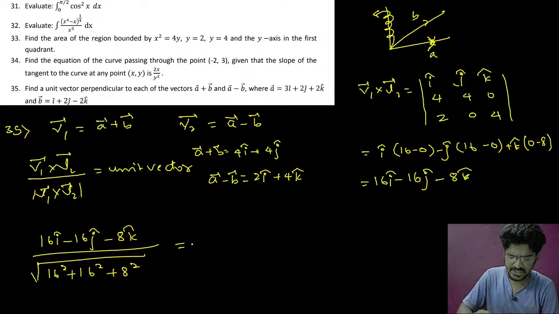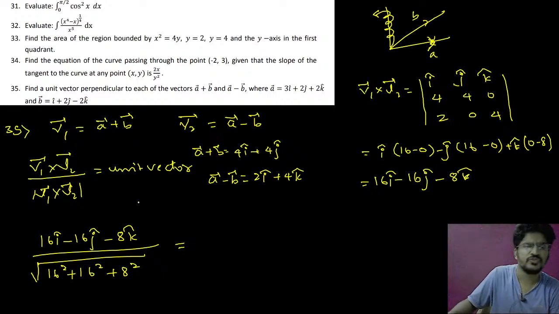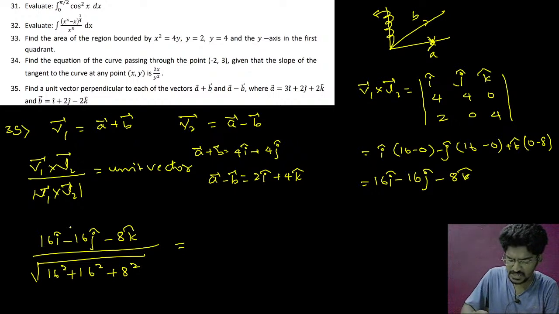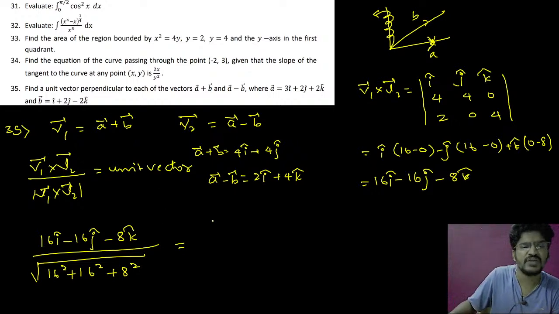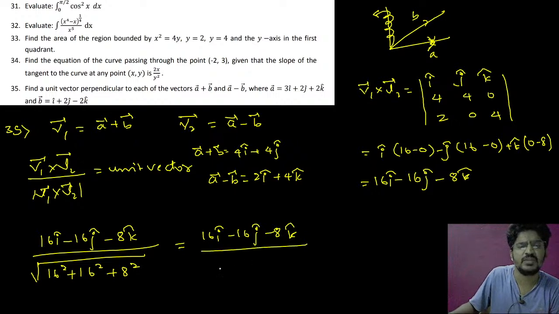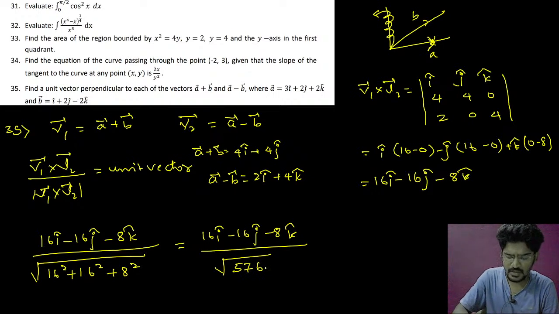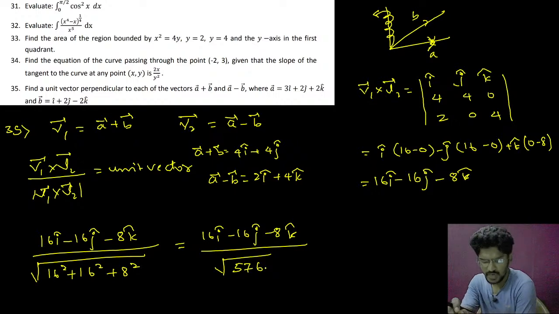So I think 16 square is 256. 256 plus 256 is 512. 512 plus 64, 576. This is (16 i cap minus 16 j cap minus 8 k cap) divided by root 576. Okay, so this will be your required answer.